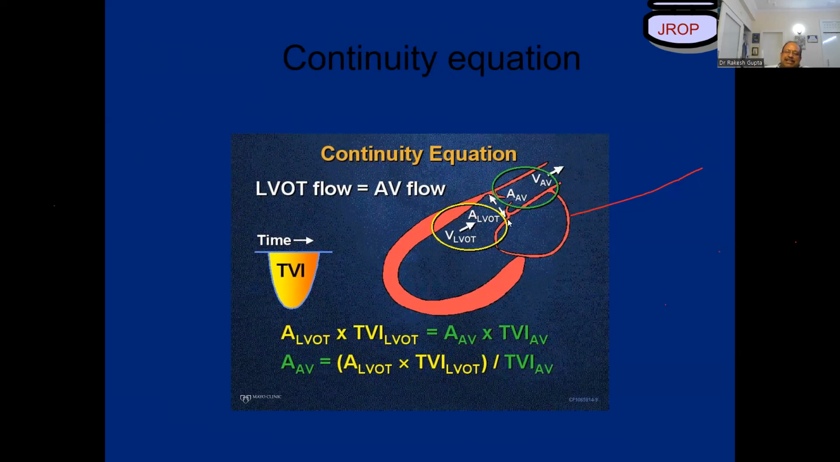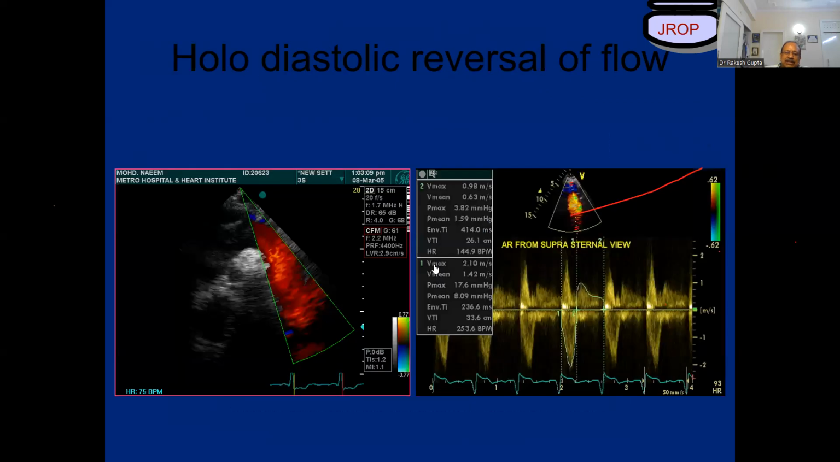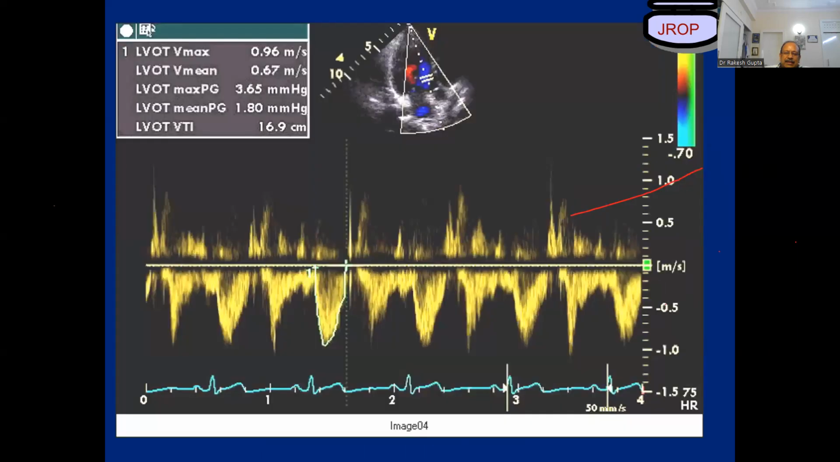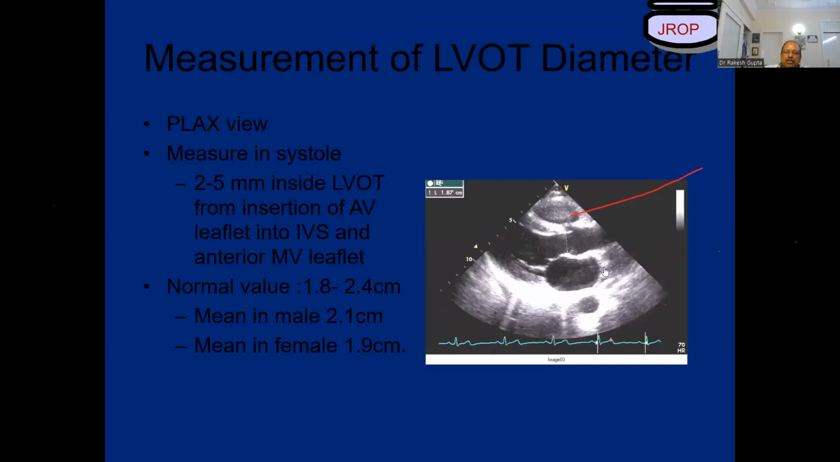If I multiply this LVOT area by the LVOT VTI, as shown in the next slide, then I get an LVOT stroke volume. Correct? Whatever blood is flowing through the LVOT has to flow through the aortic valve. But I do not have an aortic valve area, because in aortic stenosis, what you need is an aortic valve area.